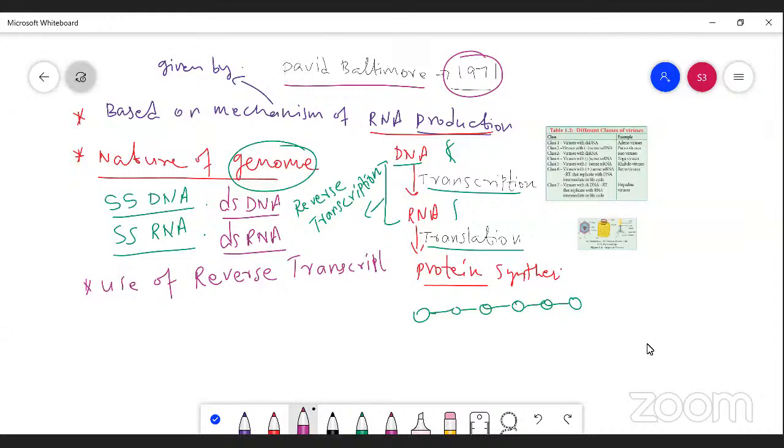Transcription. Reverse transcription. So what is reverse transcription?